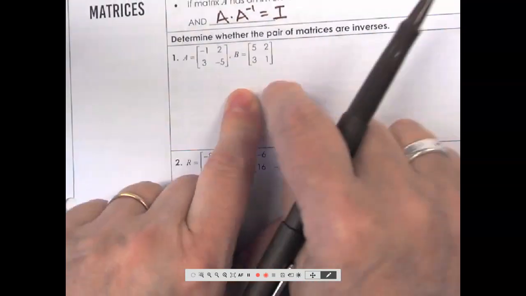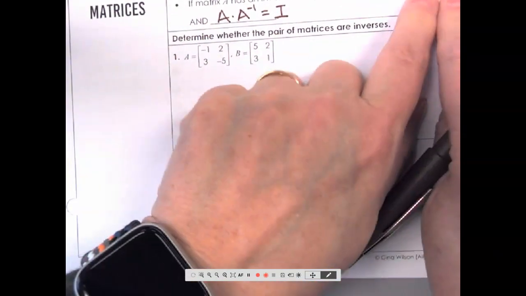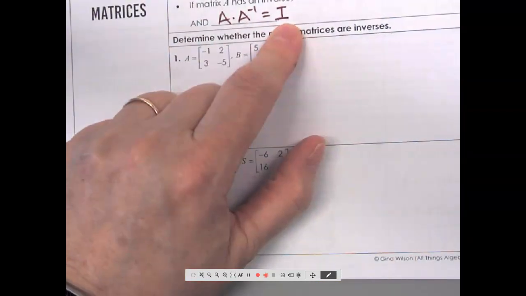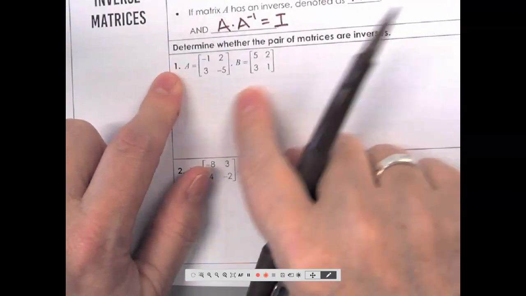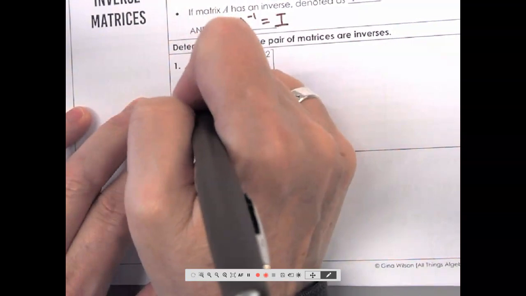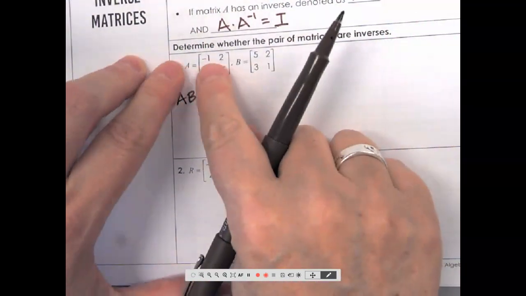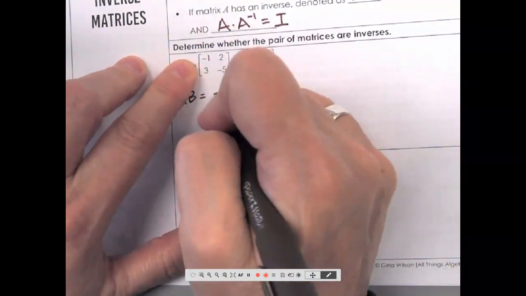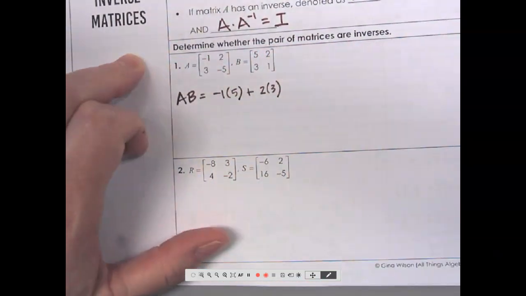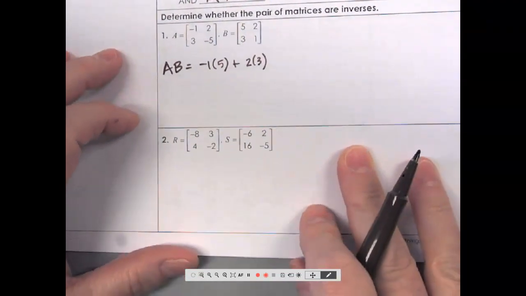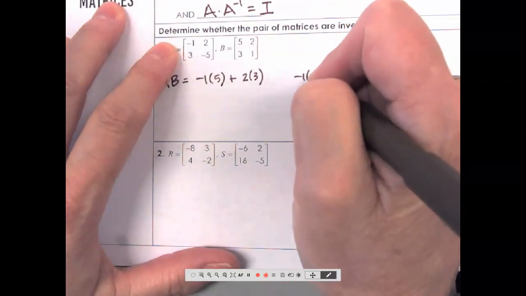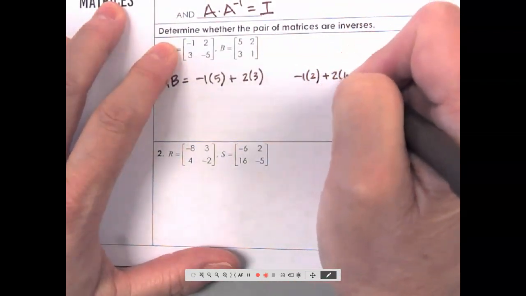So what I want to know is, if I multiply them in either order, will I get I? And I is 1, 0, 0, 1. So all we're going to do is multiply them. Okay, so let's find A times B. Let's just leave them in the order that they're in and do the multiplication. So that would be negative 1 times 5 plus 2 times 3. First row, first column. Okay, first row, second column will be negative 1 times 2 plus 2 times 1.